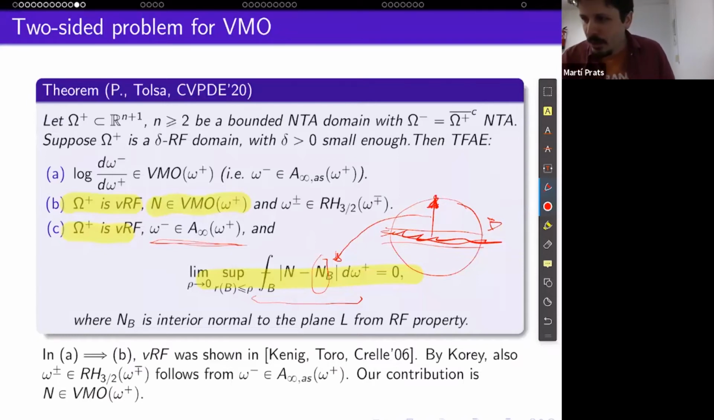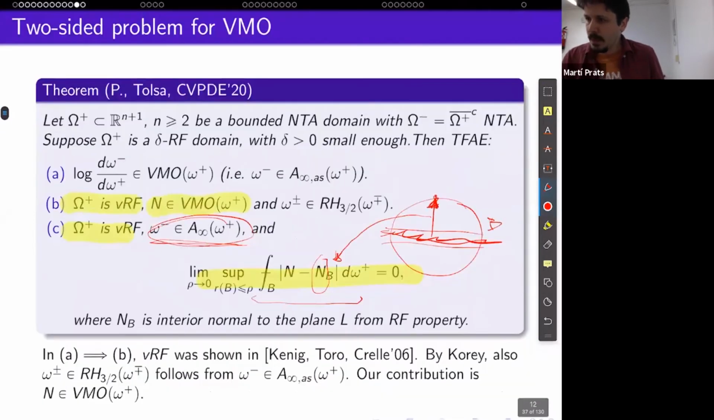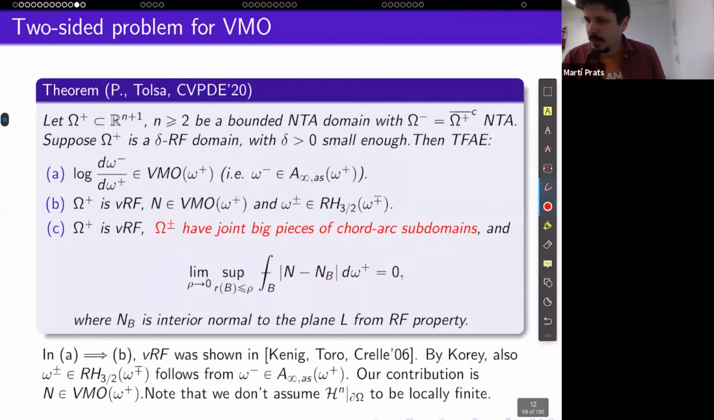And if still you think that this is not geometric enough, recall the previous result by Azzam, Hofmann, Martell, Nyström and Toro that characterized this infinity condition as omega plus and minus having joint big pieces of chord-arc subdomains, which maybe has a more geometric flavor for you. Okay, so let's move on. Note that it's important to mention that we don't assume that the boundary is locally finite in the Hausdorff, surface measure.